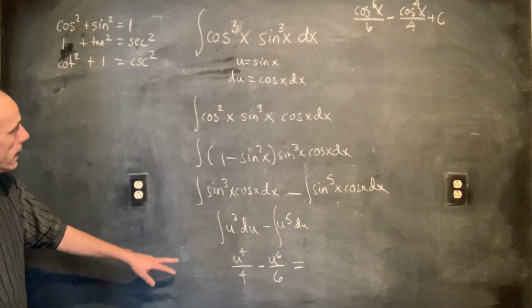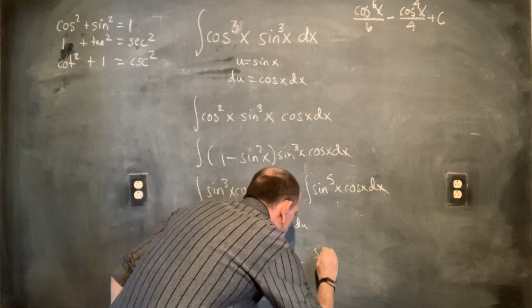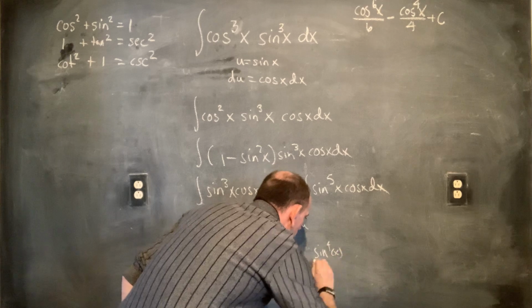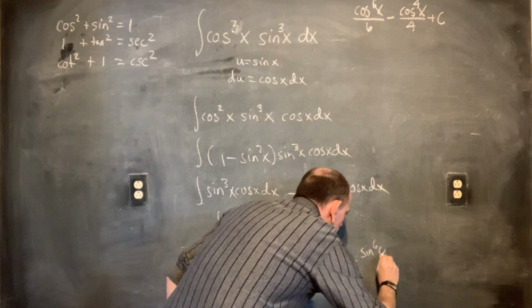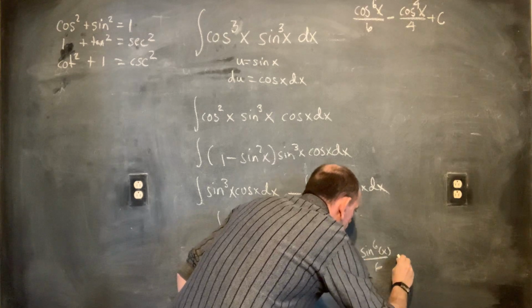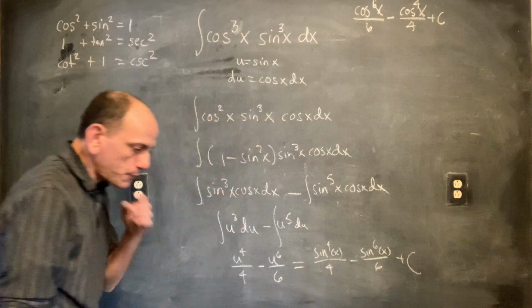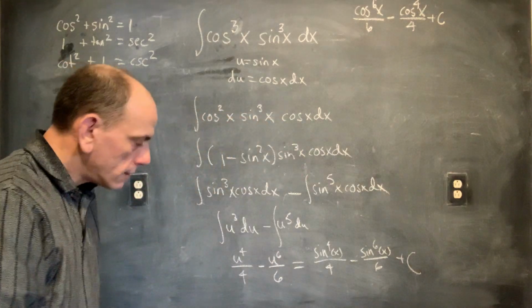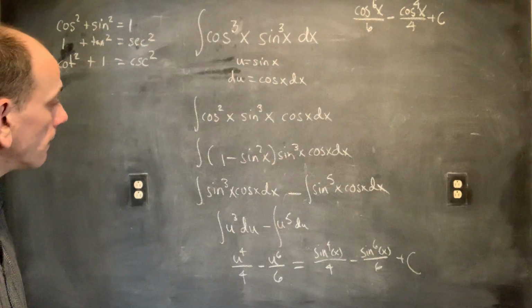So it looks like u to the 4th over 4 minus u to the 6th over 6. Our u this time was the sine. So back subbing, we've got sine to the 4th over 4 minus sine to the 6th over 6 plus c, and we're done.